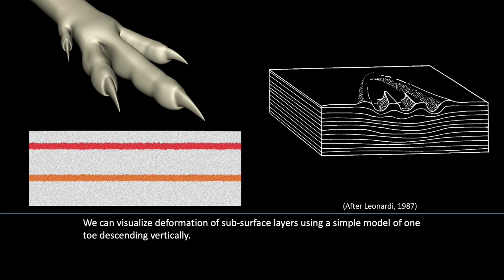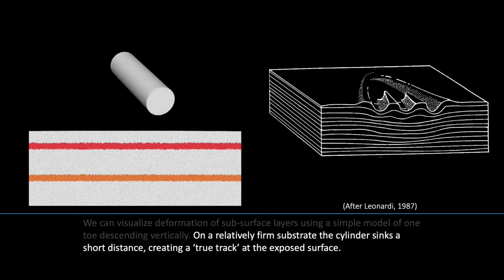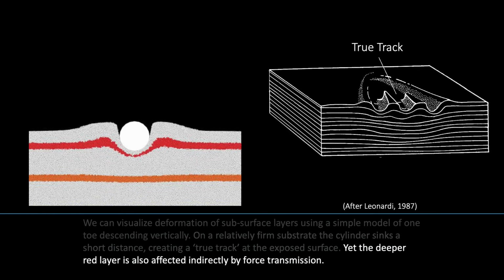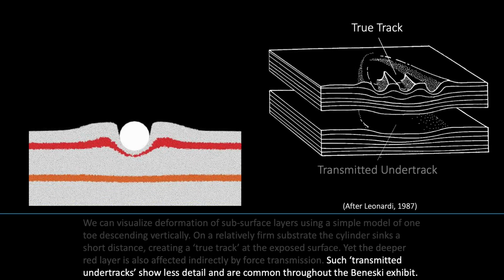We can visualize deformation of subsurface layers using a simple model of one toe descending vertically. On a relatively firm substrate, the cylinder sinks a short distance, creating a true track at the exposed surface. Yet the deeper red layer is also affected indirectly by forced transmission. Such transmitted undertracks show less detail and are common throughout the Beneski exhibit.